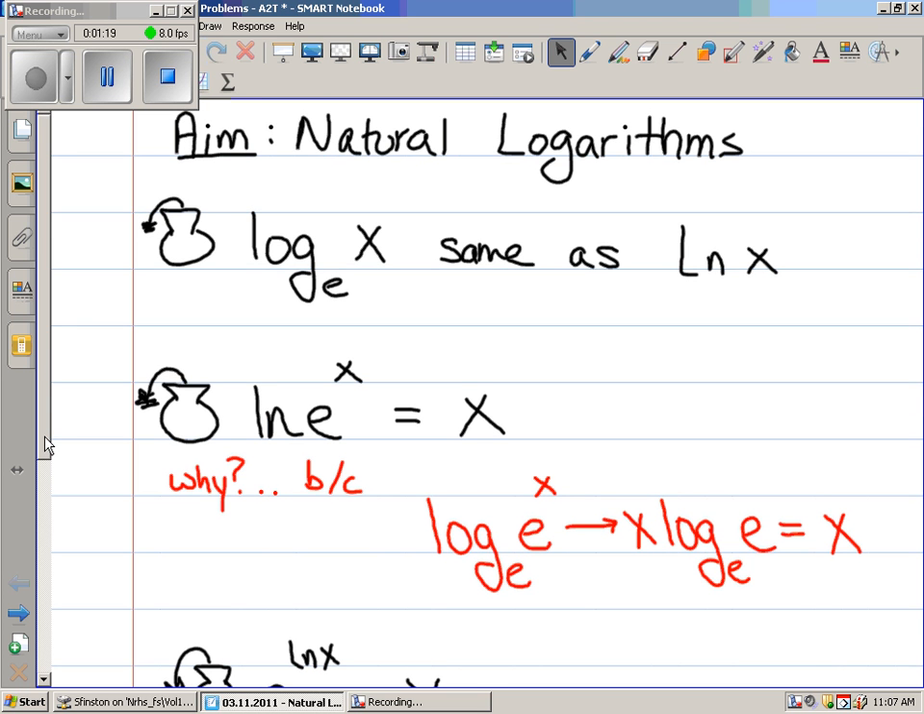It's the same thing as log e. See that? It means the same thing. It's like you writing a script S or a normal S. They mean the same thing. They're written a little differently.